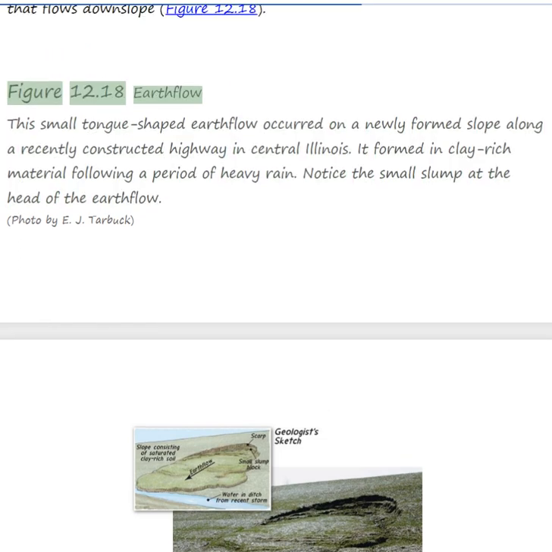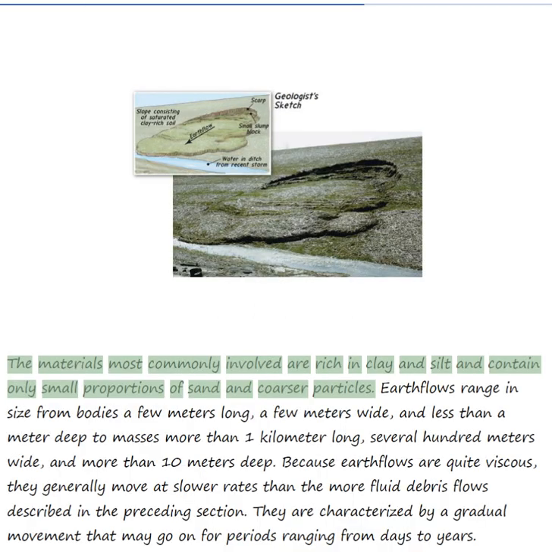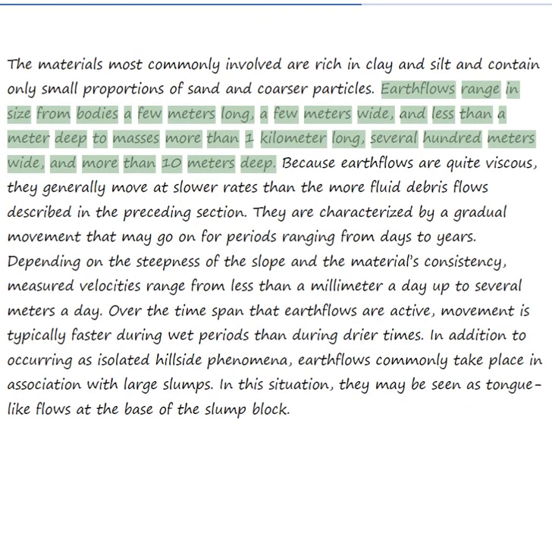Figure 12.18 Earth flow. The materials most commonly involved are rich in clay and silt and contain only small proportions of sand and coarser particles. Earth flows range in size from bodies a few meters long, a few meters wide, and less than a meter deep to masses more than 1 kilometer long, several hundred meters wide, and more than 10 meters deep.